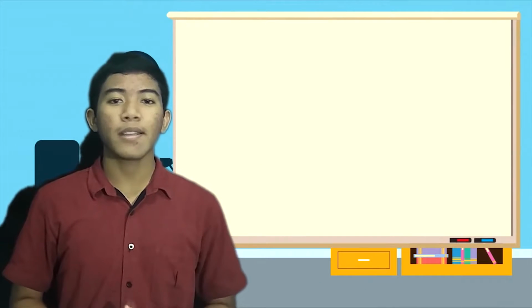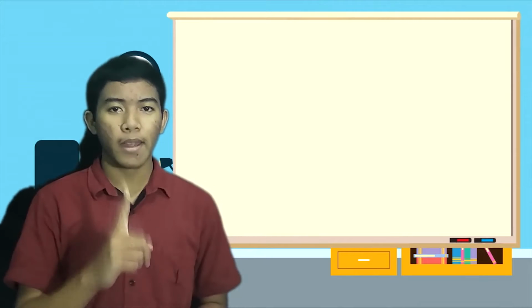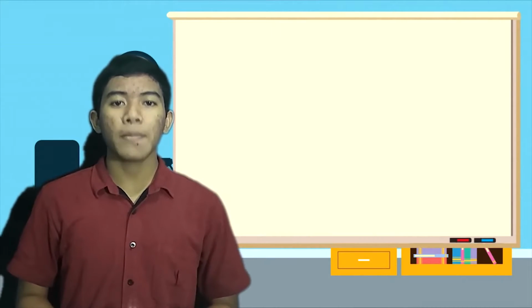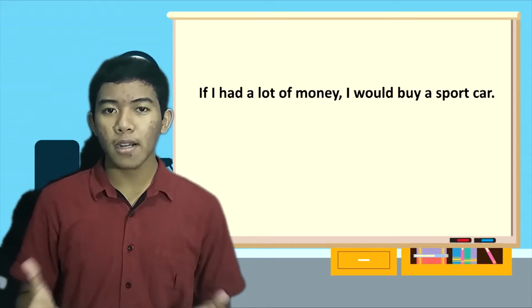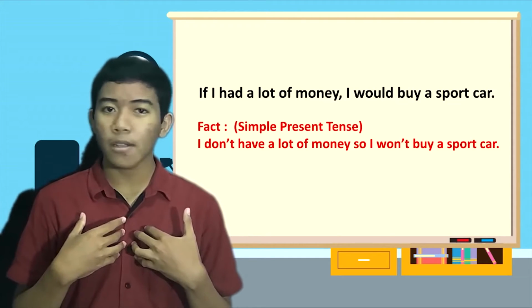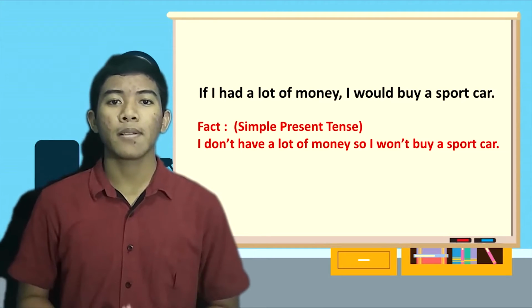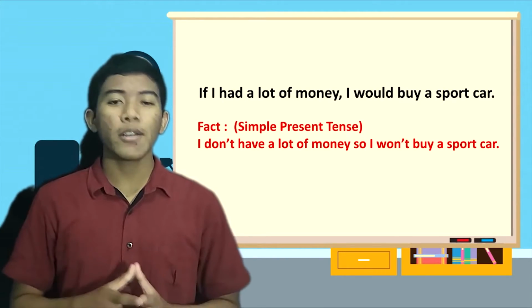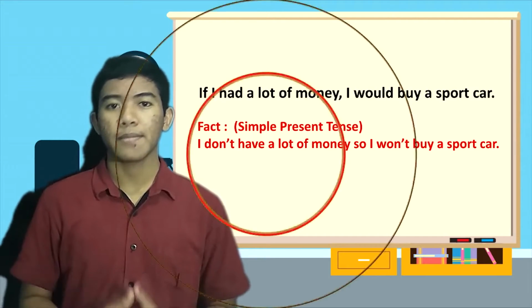Because it is just a daydream, conditional sentence type 2 has a fact. The fact of if I had a lot of money, I would buy a sport car is I don't have a lot of money, so I won't buy a sport car. The fact of conditional sentence type 2 uses simple present tense.